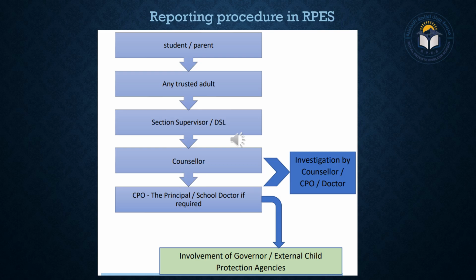Depending on the nature of the concern, an investigation may be conducted by the school counselor, a medical professional, such as a doctor, or a dedicated child protection officer within the school. The principal is informed and involved in the decision-making process. They oversee the overall handling of child protection concerns within the school. In severe cases or situations requiring external intervention, the principal may involve external child protection agencies.